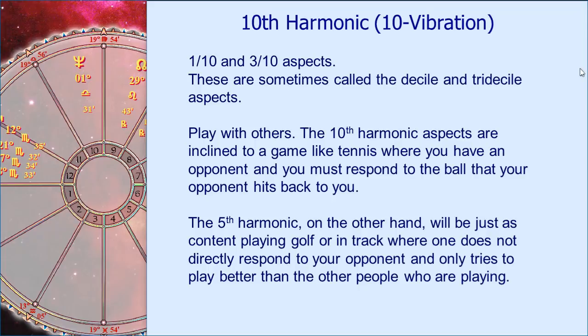So when you're doing charts of friends, family, and clients, and you see 5th harmonic, you will find that the person is more inclined to a game like golf, and in 10th harmonic, more inclined to a game like tennis. The play and interaction with others.